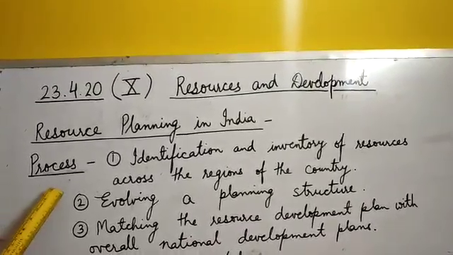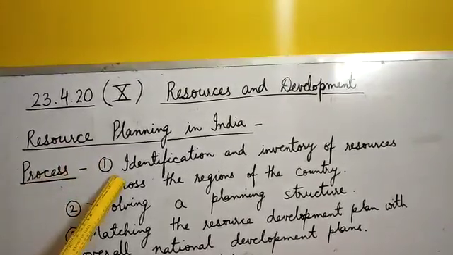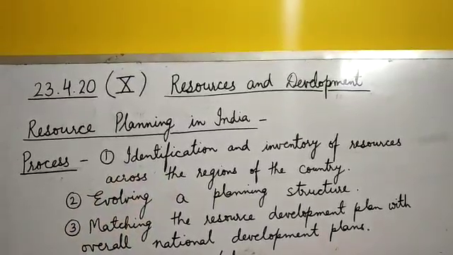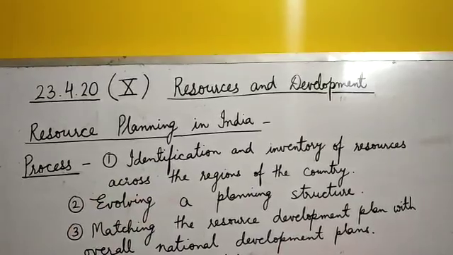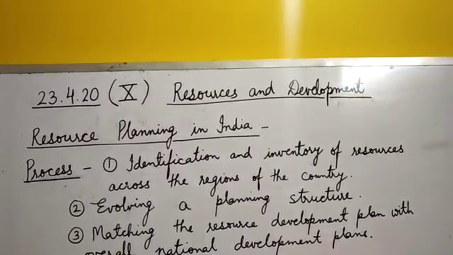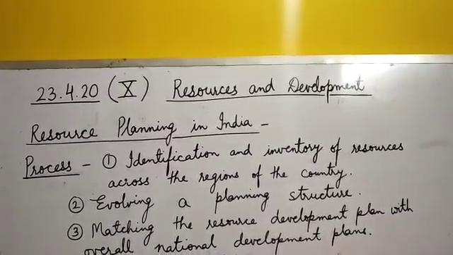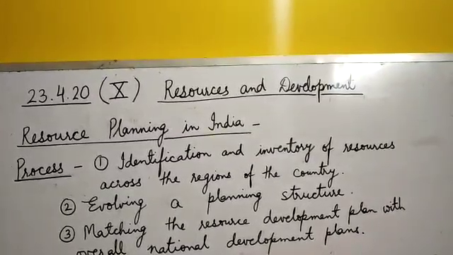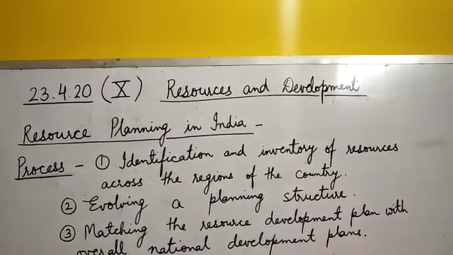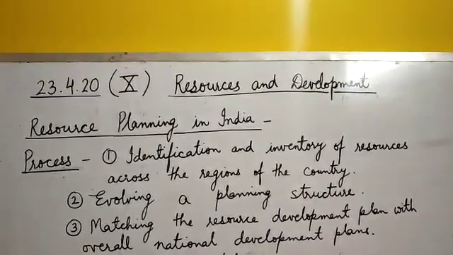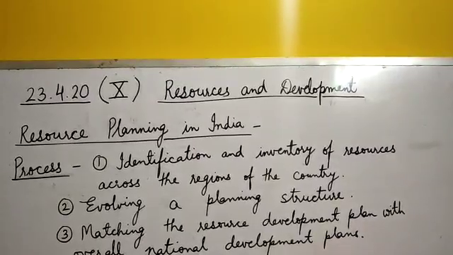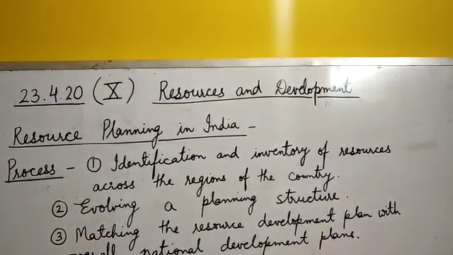The first stage of resource planning is identification and inventory of resources across the regions of the country. For this, first of all, a map of the place where a particular mineral can be found is made, a survey is done, and the quality and quantity of that particular mineral are also estimated. So this is done in the first stage. First of all, the resources in a place are identified depending upon the types of rocks found in that place.